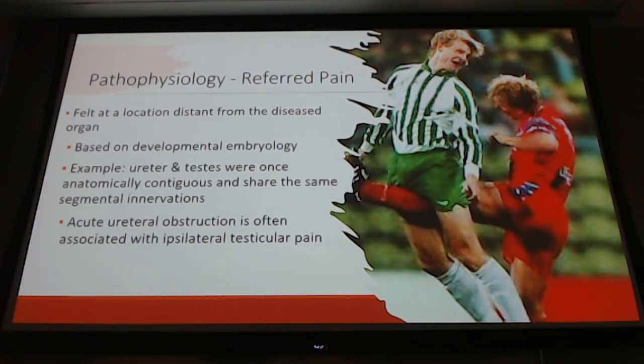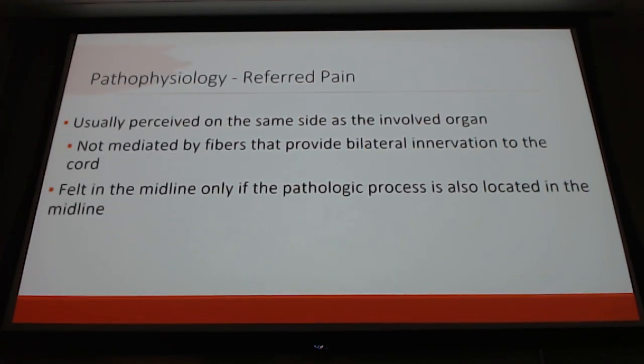What other types of things do we think about for testicle pain? Torsion, epididymitis, hernias, depending on whether they're incarcerated or strangulated. It's usually perceived on the same side, so it's going to be ipsilateral, not contralateral. It's felt in the midline only if the process is actually in the midline.